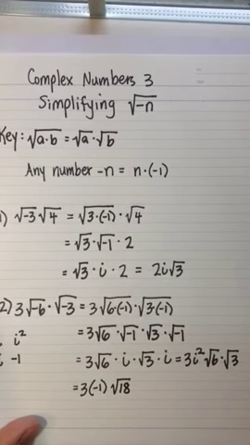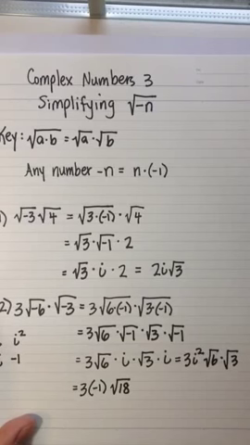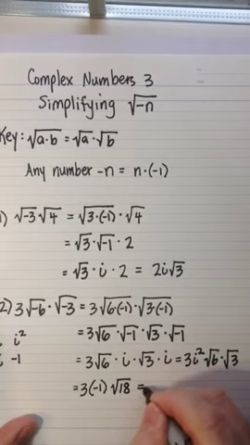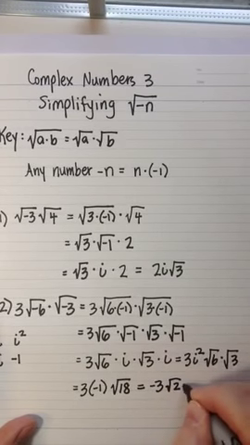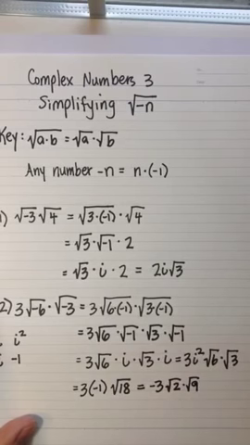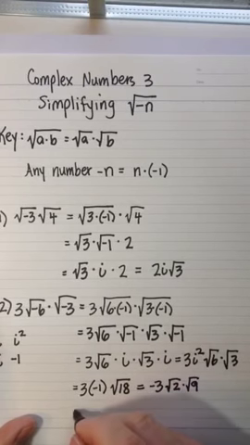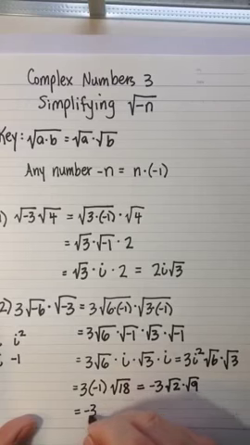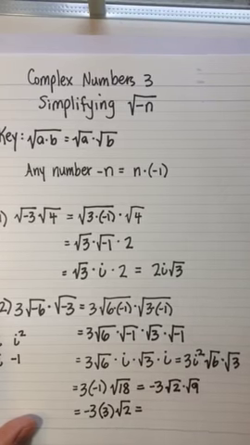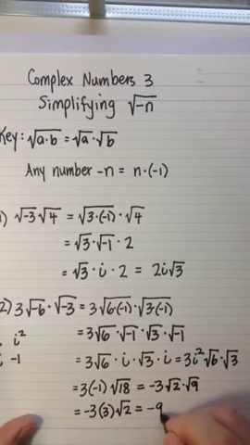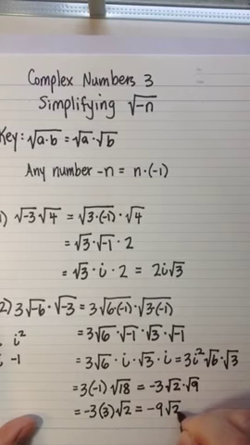I'm doing that because 6 and 3 are not the only factors of 18. 18 can also be 2 times 9, and 9 is a perfect square. So here's what we can do with that. We have minus 3 times the square root of 2 times the square root of 9. And the square root of 9 is 3, so we have minus 3 times the square root of 2. And the final answer here is minus 9 times the square root of 2.